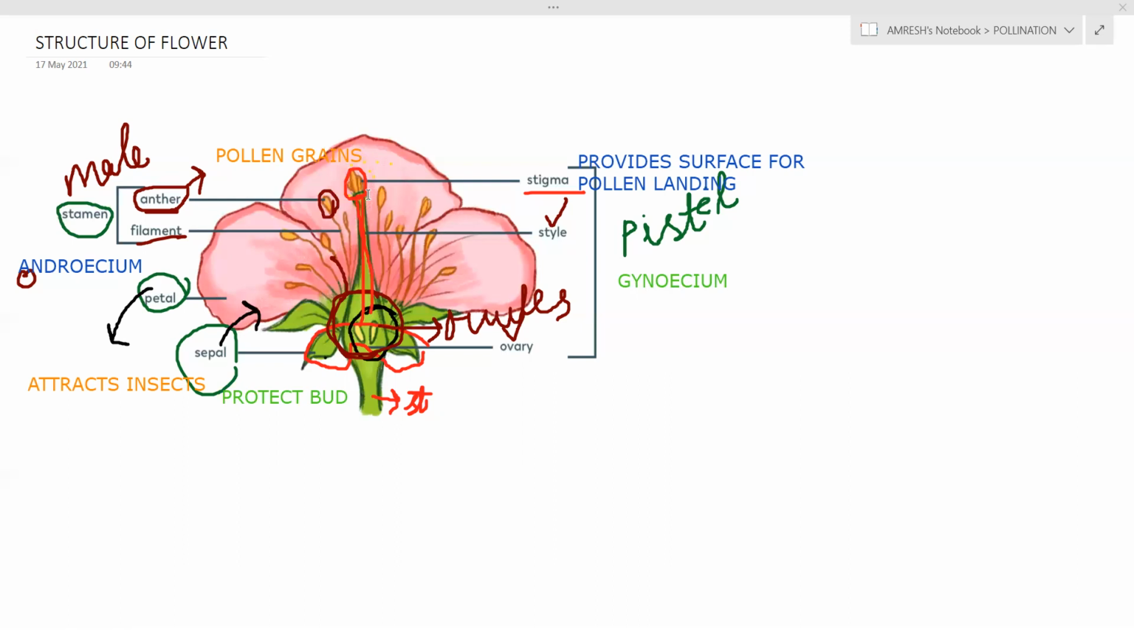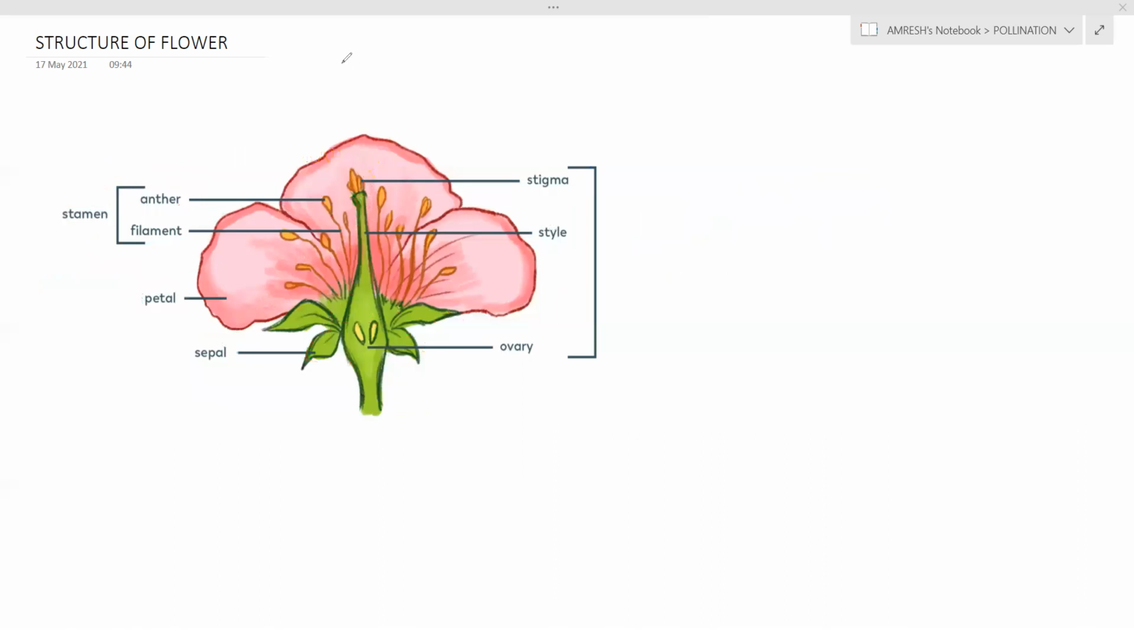And pistil is called gynoecium. And also we say carpel. For pistil, we have a name called carpel. Pistil or carpel, you can say two names. For the female part, we have three names: pistil, carpel, and gynoecium. Now we will learn about unisexual flower and bisexual flower.